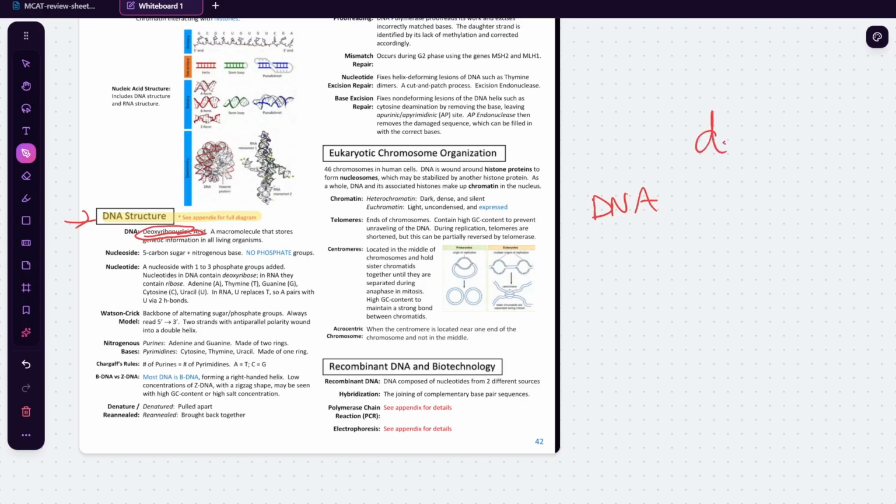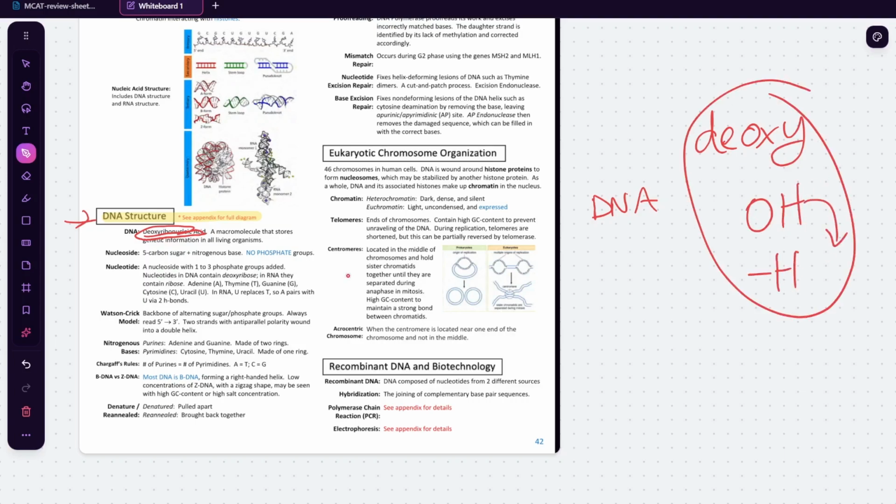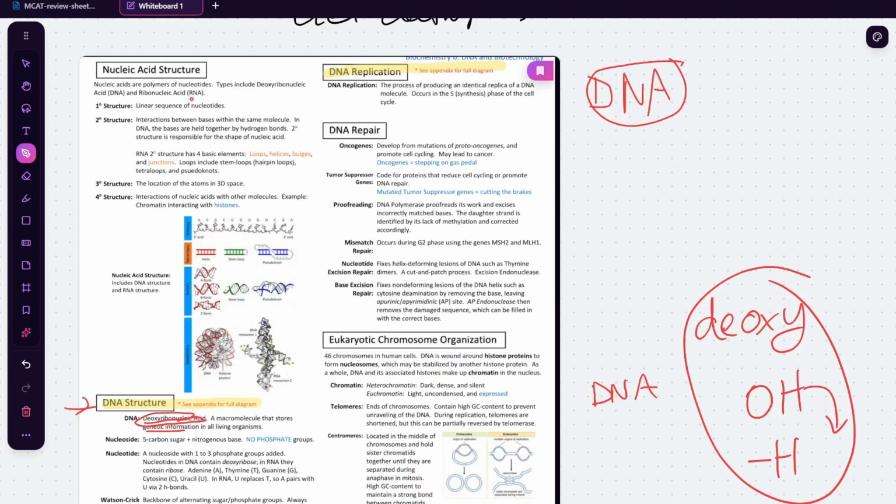Remember that deoxy means that instead of an OH in the structure, you get an H. We reviewed that earlier. It's called a macromolecule, one of the macromolecules that stores genetic information. So DNA stores genetic information, and it's made up of repeating units called nucleotides.